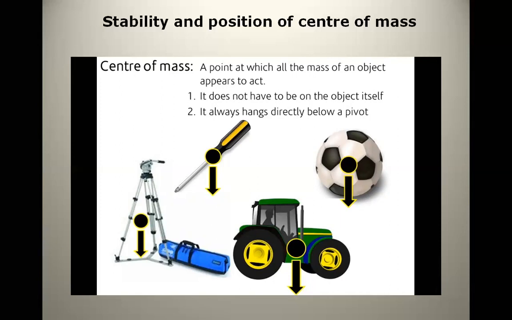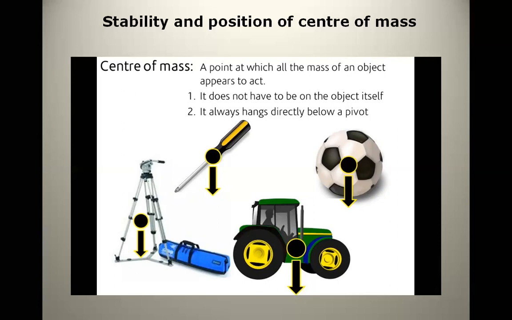Now, only one of those objects would fall if they were all stood how they are right now. Only one would fall over, and that's a screwdriver. And if you notice, that's the only one where the center of mass is not acting directly above the base, the bit that's touching the ground.